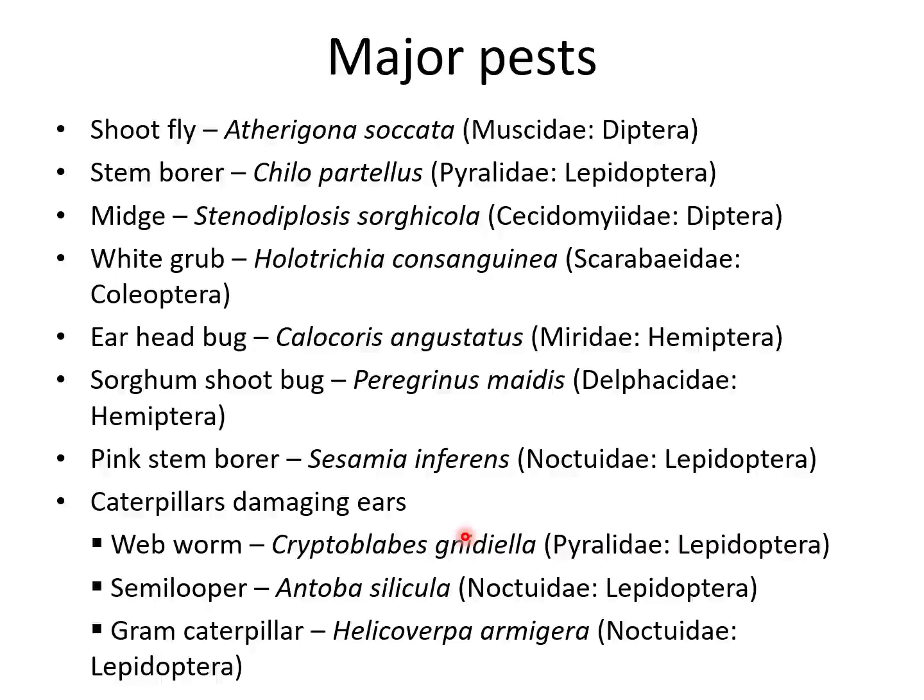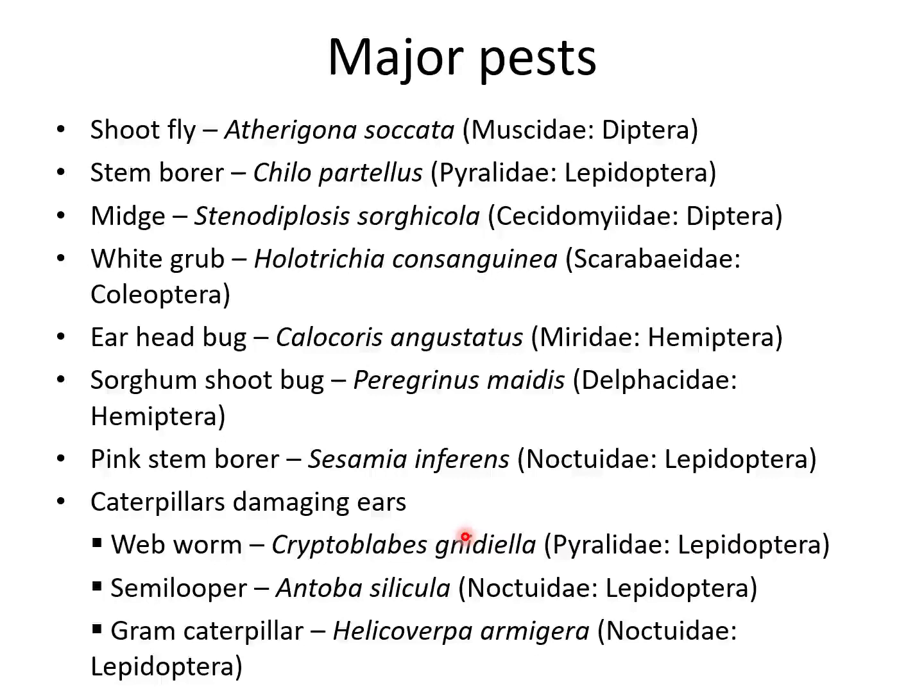Compared to sorghum, the number of pests infesting the crop is high, and we have several pests. The first one is shoot fly. You might be remembering Atherigona naqui, which is damaging wheat. Here in sorghum we have Atherigona soccata. The family is the same, Muscidae. Next is the stem borer Chilo partellus, belonging to the family Pyralidae. The next one is midge, Stenodiplosis sorghicola. As it is a midge, the family is Cecidomyiidae.